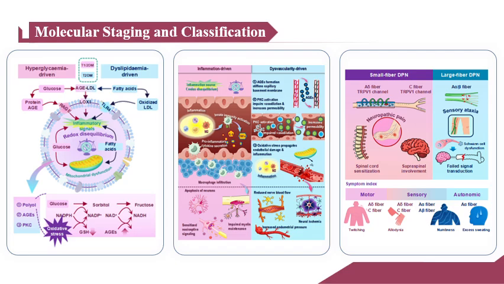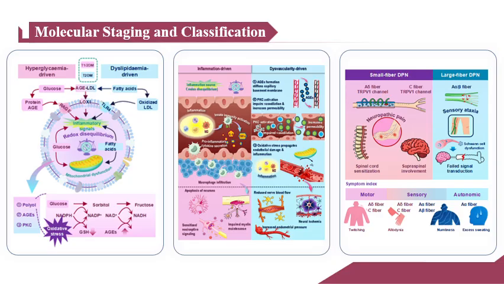Within this framework, the heterogeneous manifestations of DPN are further summarized into 6 representative subtypes: hyperglycemia-driven DPN, dyslipidemia-driven DPN, inflammation-driven DPN, dysvascularity-driven DPN, small fiber DPN, and large fiber DPN. Importantly, these 3 stages should not be understood as strictly linear or isolated events. Instead, they are connected by continuous pathological crosstalk.